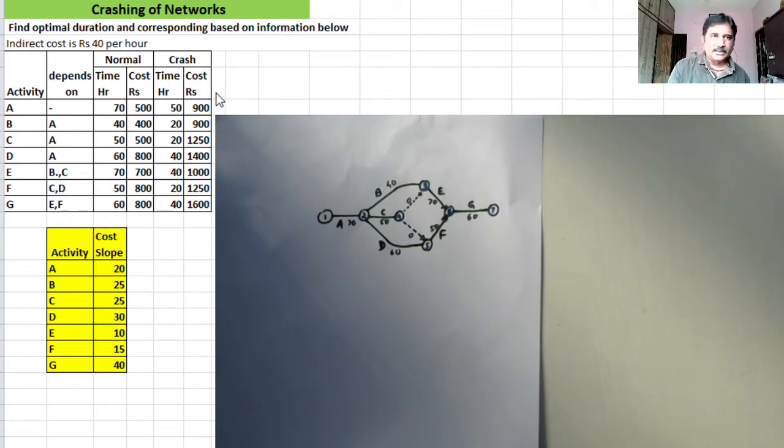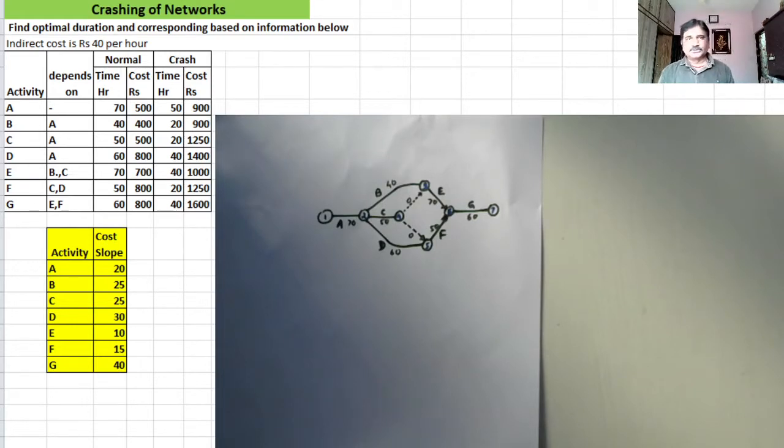The cost slope, for example, for activity D will be found out as 1400 minus 800, that is 600, divided by 60 minus 40, that is 20. So for activity D, 600 divided by 20, the cost slope or crashing cost per hour is 30 rupees.